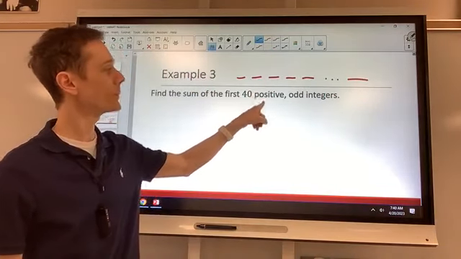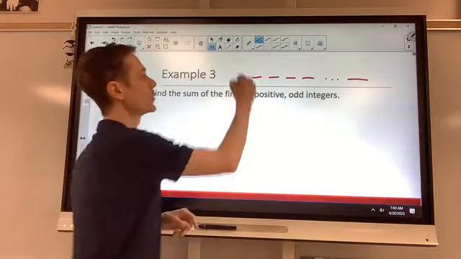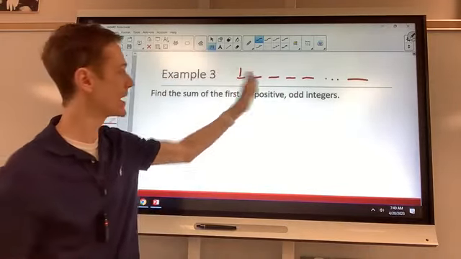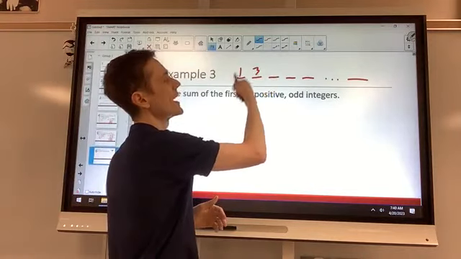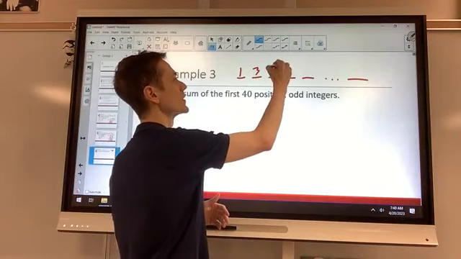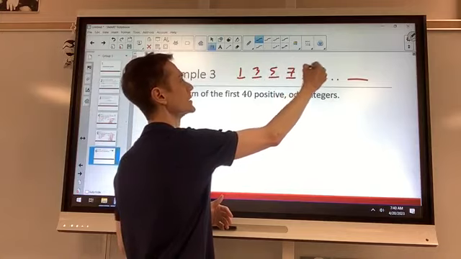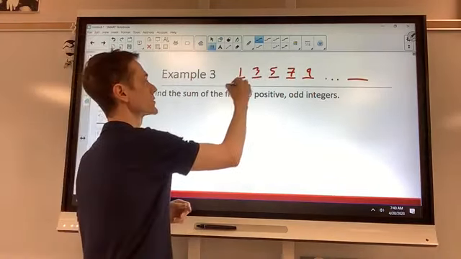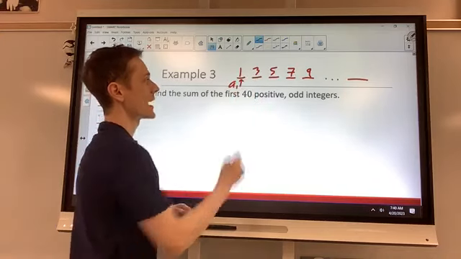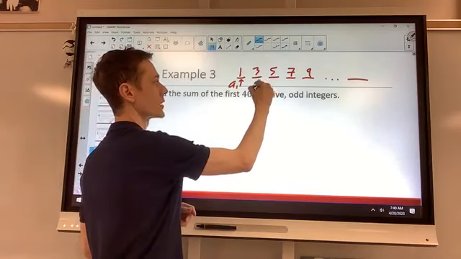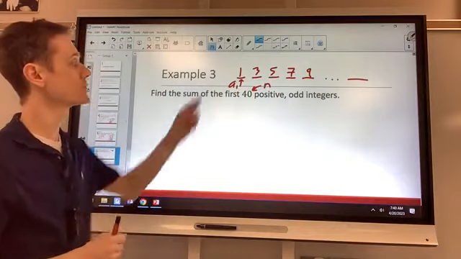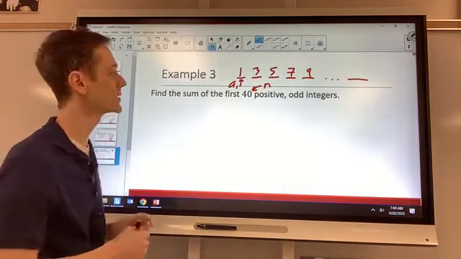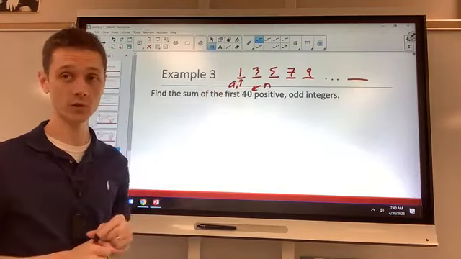The very first positive odd integer would be 1. And then since we're only doing the odd numbers, I would skip 2, and then I would go to the number 3. And then if I kept doing that, skip the even number, so then this would be 5, and 7, and 9, etc. So now I know what a sub 1 is. And right here, we said that we're going to do 40 numbers total. And remember, I can look at the difference between terms to find the common difference value. So in this case, d is equal to 2.